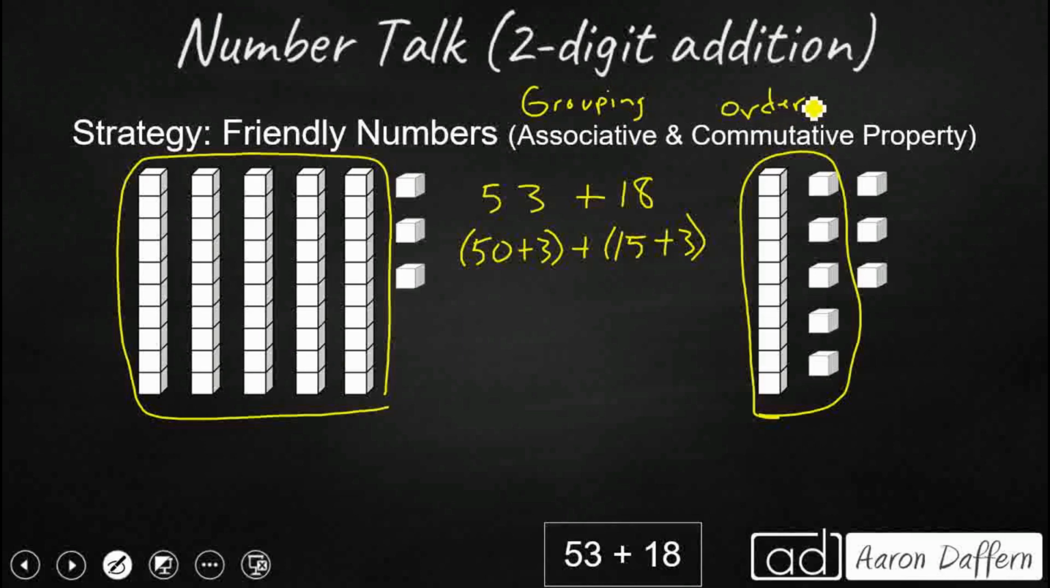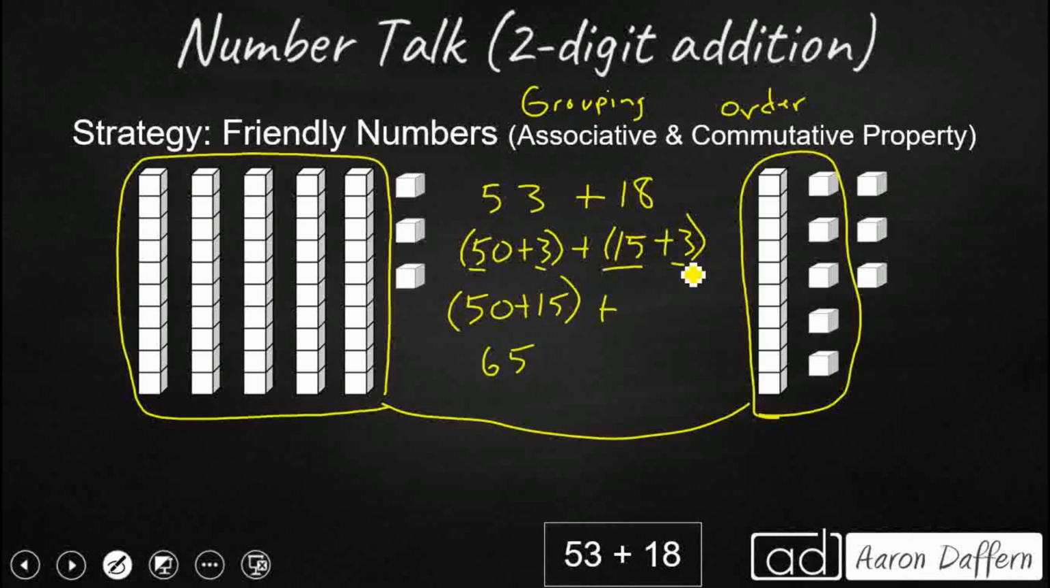It lets me change the order of how I add addends. So 5 plus 8 is the same as 8 plus 5. Doesn't really change anything. So I want to bring these two addends together because I want to add them first. My friendly numbers are going to be my 50 and my 15. That's going to be easy to add: 50 plus 15 is 65. Then I need to bring my other two in, 3 and 3, and that's easy, that's a 6. So what I end up with is 65 plus 6, and that gets me back to my same answer of 71.